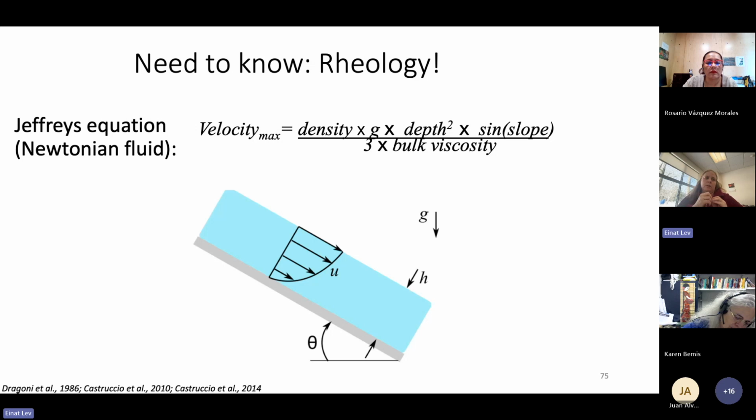One important equation that you'll see sometimes in lava flows is the Jeffreys equation, which for a Newtonian fluid, which relates stress and strain linearly, says the maximum velocity of the flow is equal to the density, gravity, the depth squared, and the sine of the slope, divided by the bulk viscosity. So higher viscosity, slower flow. Smaller density, for example if it's very vesicular, also means slower flow. So different parameters go into that.